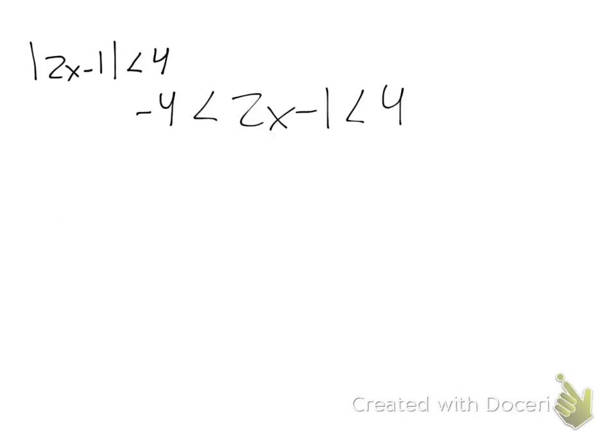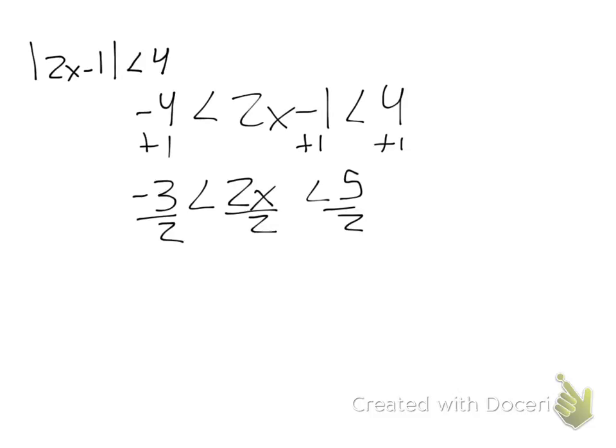So now we just need to solve for x. The rule is what you do to the middle, you do to the outsides. So I've got to get x by itself in the middle. What's the first thing to get rid of? Add 1. Negative 4 plus 1? Negative 3 is less than 2x is less than 5. Divide everything by 2. Negative 3 halves is less than x, which is less than 5 halves.